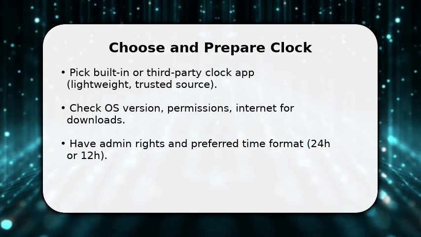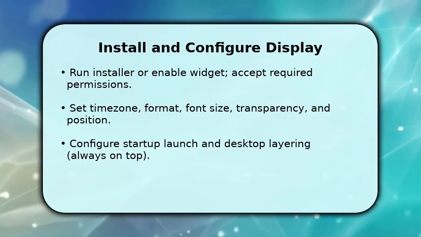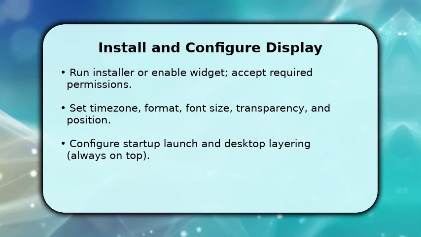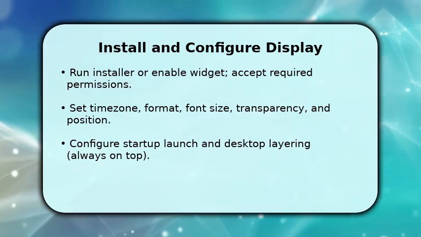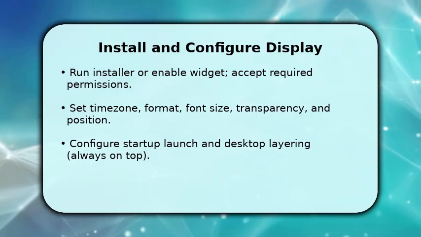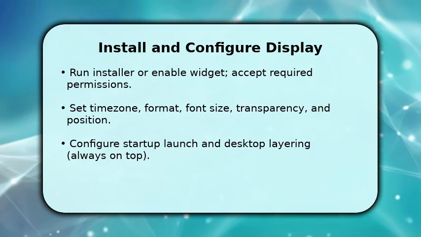Run the installer or enable the desktop widget and accept the permissions it requests. That grants automatic updates and startup. Next, set your time zone and choose 24-hour or 12-hour display so time stays accurate. Adjust font size, color, transparency, and snap the clock to a corner. These visual tweaks reduce distraction.